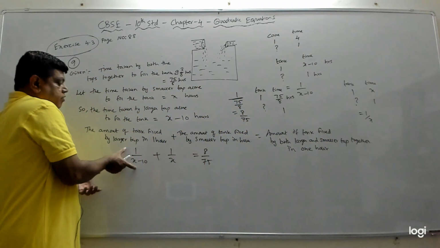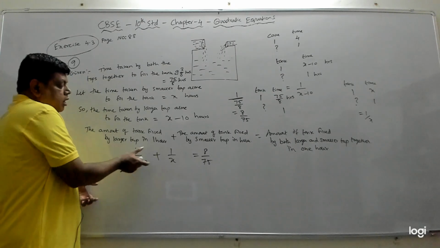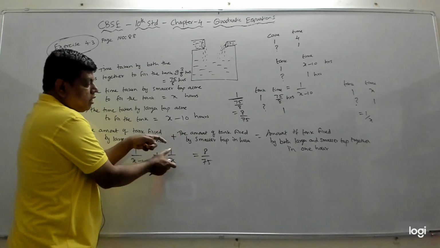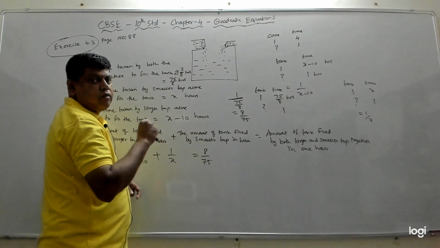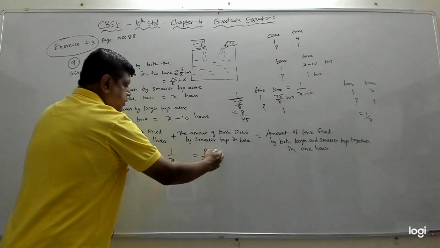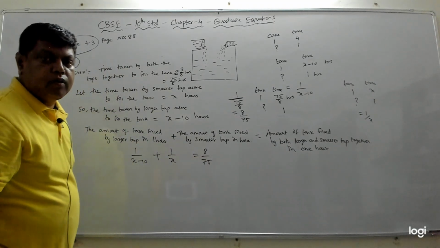So this is the amount of tank filled by the larger tap in 1 hour. This is the amount filled by the smaller tap in 1 hour. This is the amount of tank filled by both the taps together in 1 hour. Now this is the required equation. We need to solve this and find the value of x.